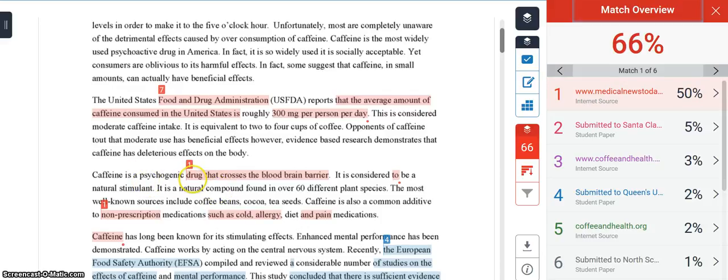Caffeine is a psychogenic drug that crosses the blood-brain barrier. Well, it's possible that that could be common knowledge, but I really think that probably the person would need to give credit for that information. So as it is now, nothing is being given credit, nothing is being acknowledged as coming from a source. So I would look at this and I would think, wow, this is going to cause plagiarism problems. So this person really needs to give credit for where he or she found that information. I'm going to click on the next one.